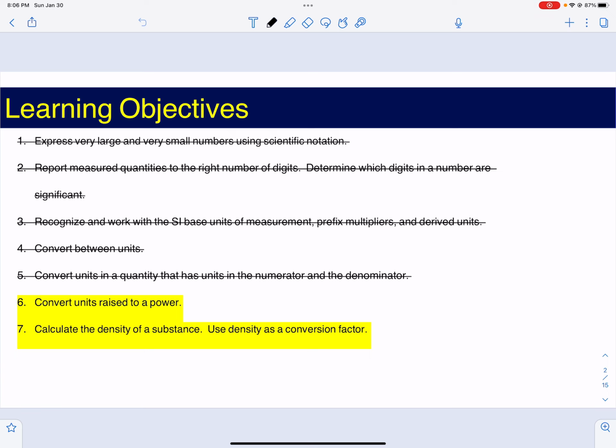And then we're gonna go into what density is and how to use density, which is nothing more than mass divided by volume, or the amount of matter that you have by the amount of space that it takes. And we're gonna use that as a conversion factor also. Given the mass, can you find the volume? Given the volume, can you find the mass? Assuming that you have the density.